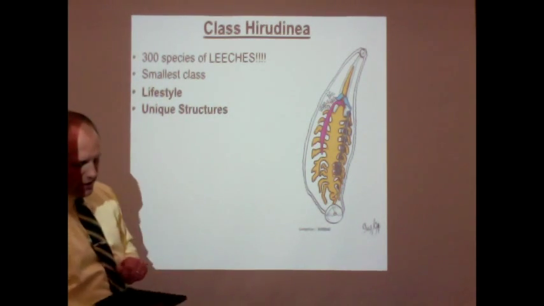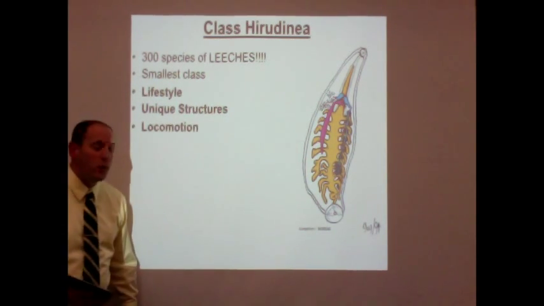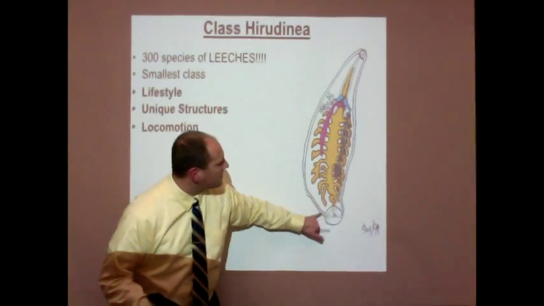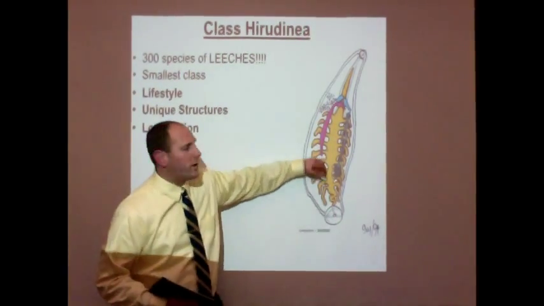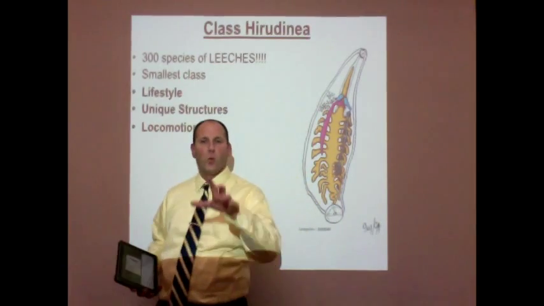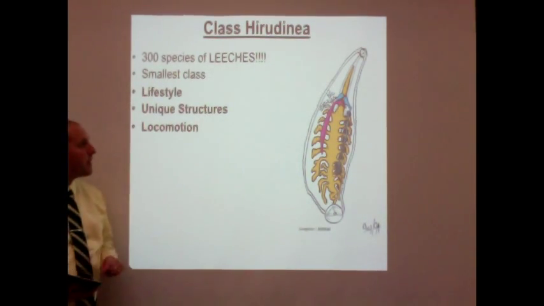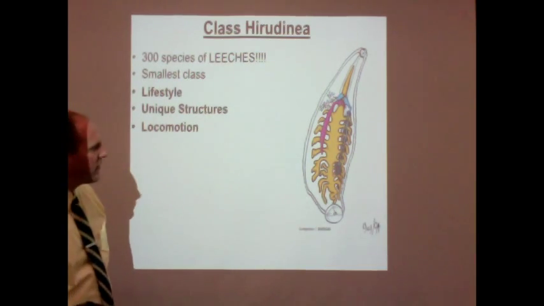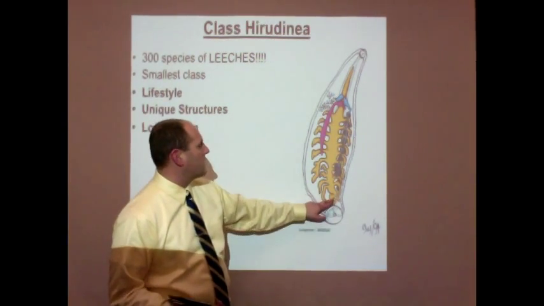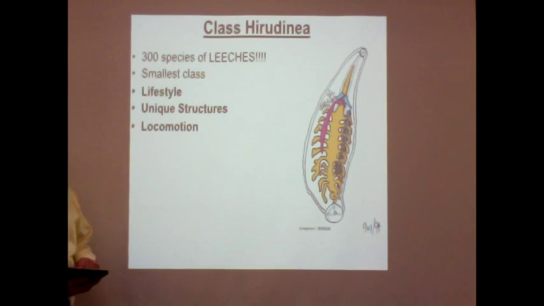They also have some suckers, which has to do with their locomotion. On each end, they have a sucker. So in this drawing, there's one here and one up here. So one surrounds the mouth, one surrounds the anus. Right behind the mouth, they have the pharynx. So in this particular one, that's going to be right down here on the bottom.